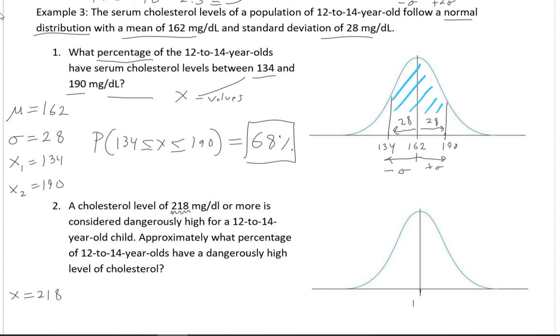Well, the center here is still 162. And 218 is somewhere above that. So let's start counting. If I go up one standard deviation, which is a value of 28, I get to 190. So not quite there. But if I go up another standard deviation, I get to 218. So that means I found that this value is 2 standard deviations above the mean. Furthermore, what we're trying to find is they have a dangerously high level of cholesterol, which is 218 or more. That or more tells me that I'm trying to shade this region here, this tail.